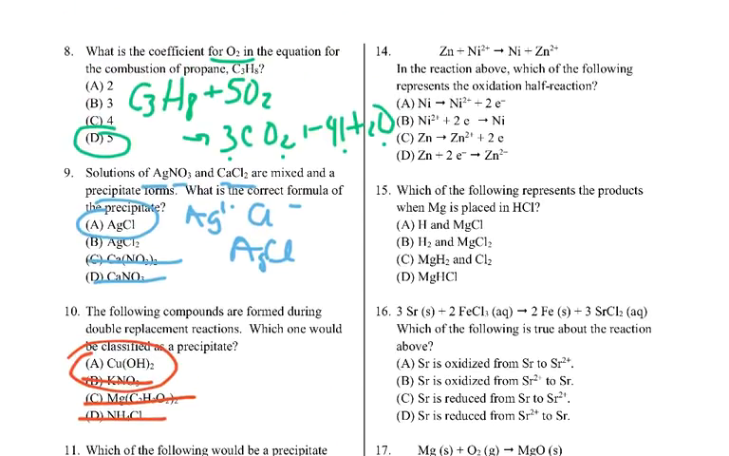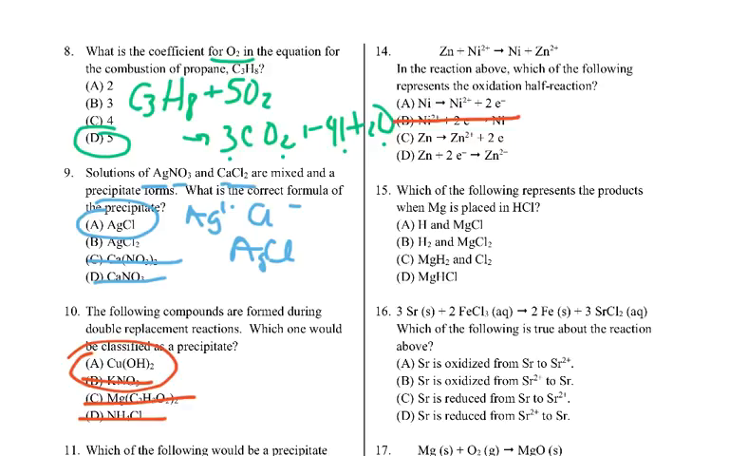Okay, 14. In the reaction above, which of the following represents the oxidation half-reaction? Okay, oxidation, the number goes up. Oxidation, the number goes up. So let's look at this. Nickel to nickel 2 plus, that's possible. Nickel 2 plus to nickel, so that's not the answer. Zinc to zinc 2 plus, zinc to zinc 2 plus. Okay, so any of those three could be the answer.